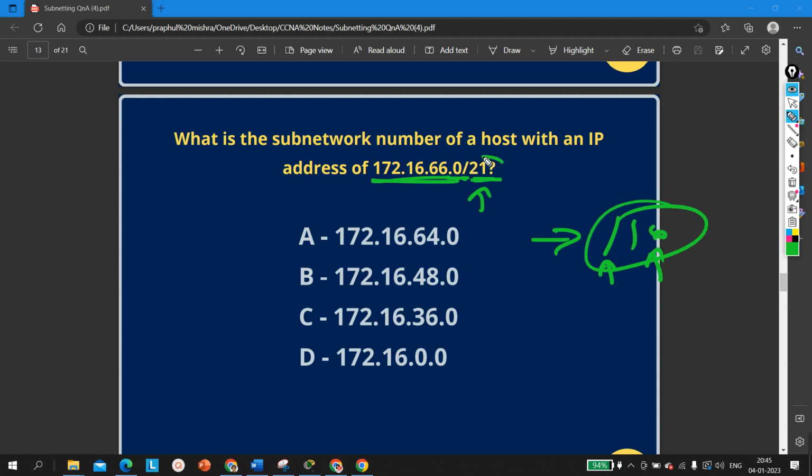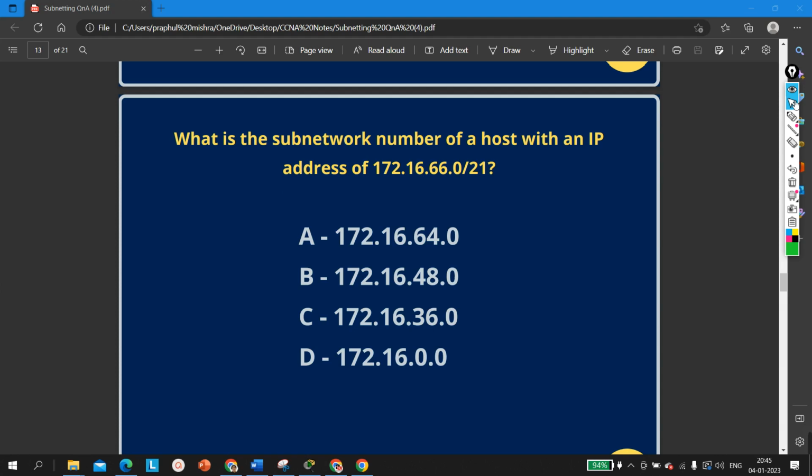It shows the network bits. If someone tells you the network bits, you can easily calculate the host bits because you know the total length of an IP address is 32 bits. So out of a 32-bit address, if 21 bits are network, that means definitely how many bits are host? 32 minus 21. Because the CIDR value is telling you the number of network bits in an IP address. Through the slash value, you can calculate the host bits.